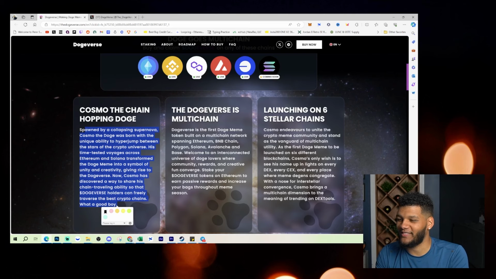The Dogeverse is multi-chain. Dogeverse is the first Doge meme token built on the multi-chain network, spanning Ethereum, BNB chain, Polygon, Solana, Avalanche, and Base. Welcome to the interconnected universe of Doge lovers, where community rewards and creative fun converge. Stake your Dogeverse tokens on Ethereum to earn passive rewards and increase your bags throughout meme season.